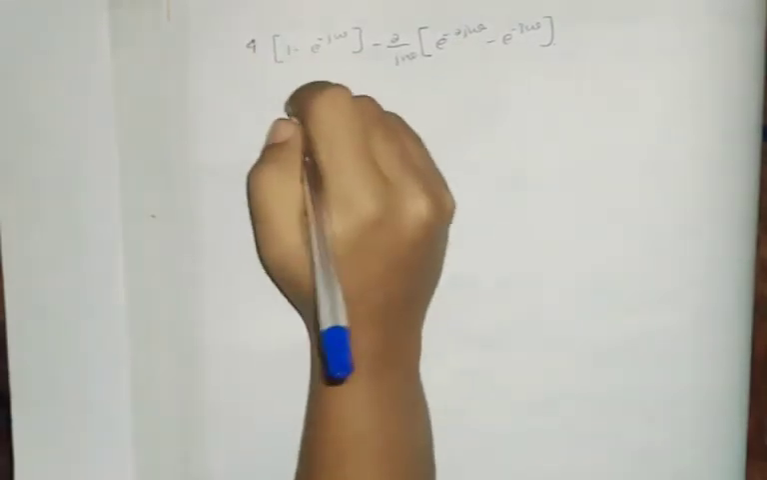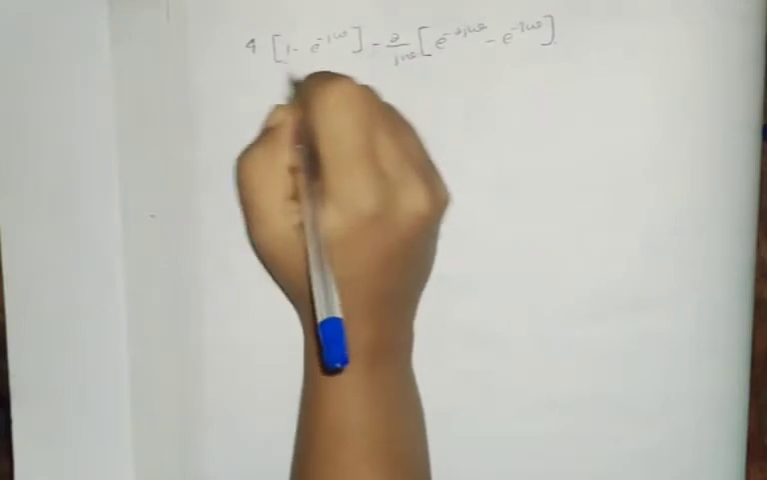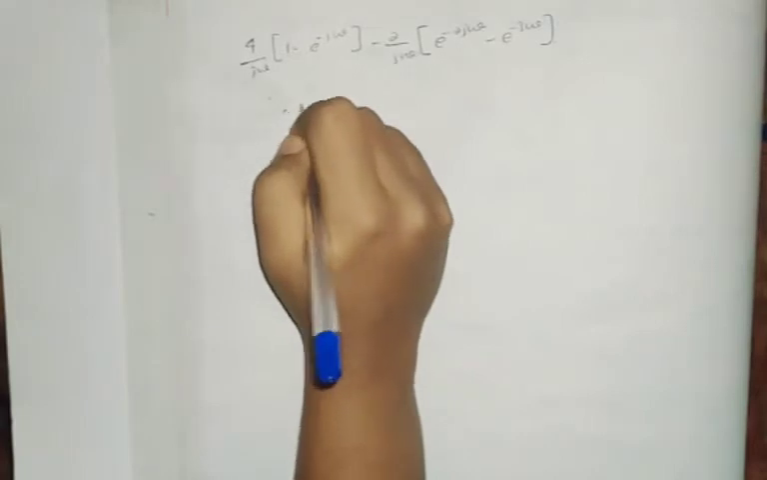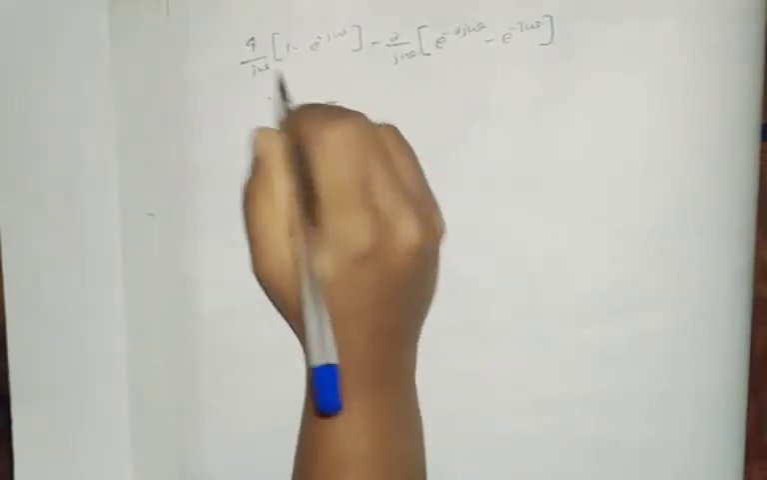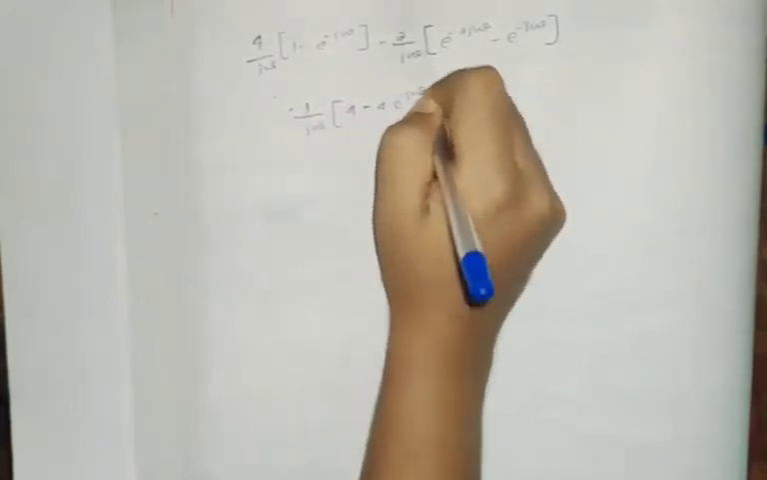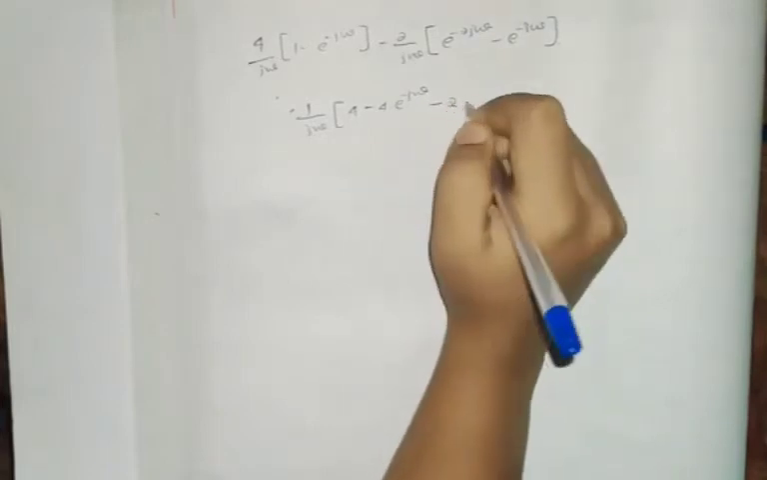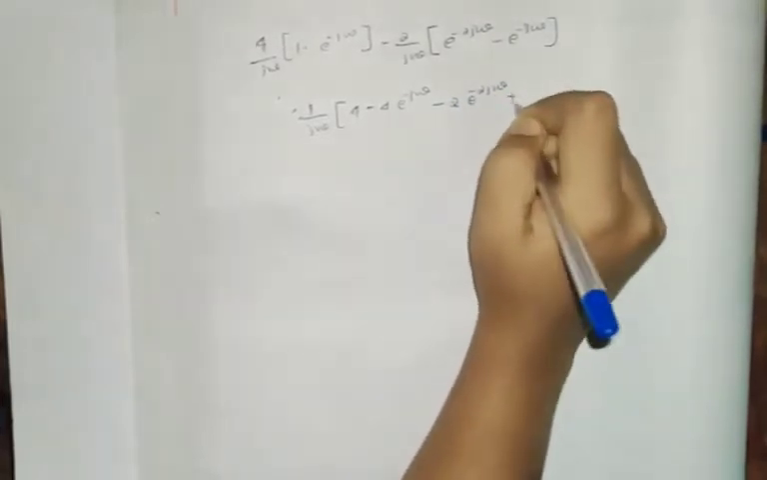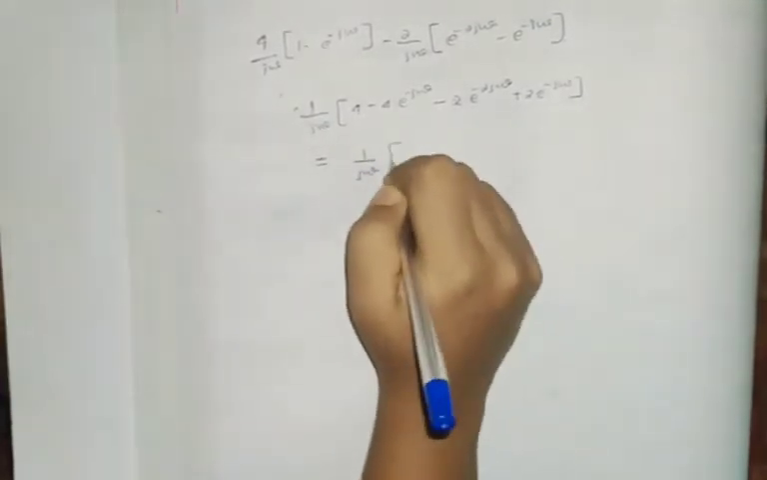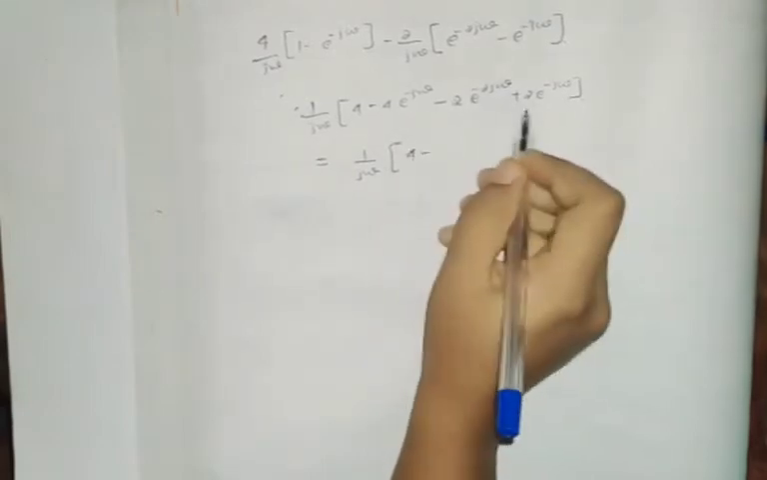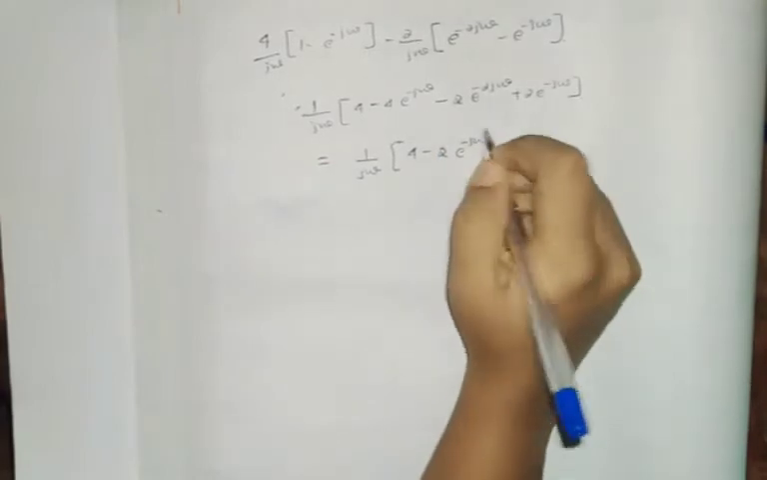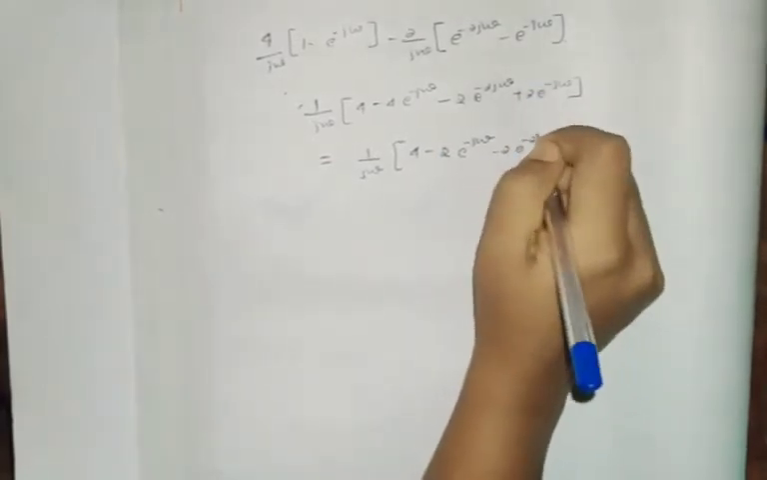Okay, so we will get, I am taking j omega outside and multiplying 4 and 2 inside. 4 minus 4 e raised to minus j omega minus 2 into e raised to minus 2j omega plus 2 into e raised to minus j omega. Okay, we will get 1 divided by j omega, 4 minus, this will give 2 into e raised to minus j omega minus 2 into e raised to minus 2j omega.